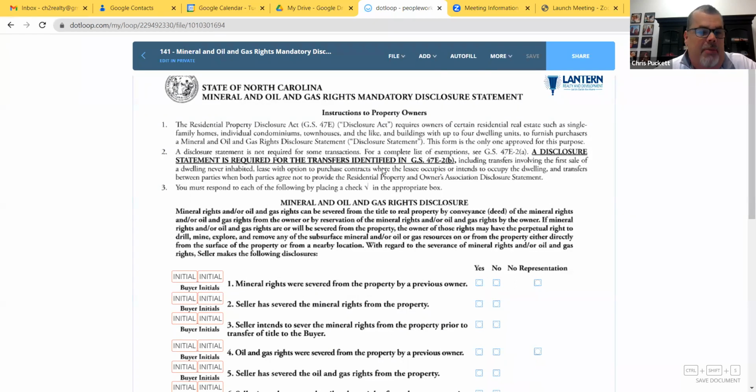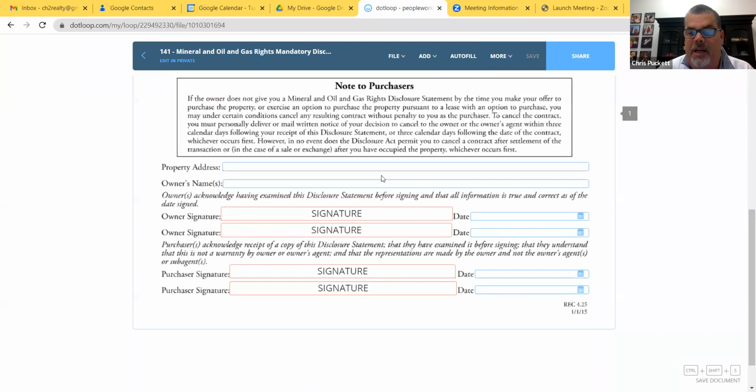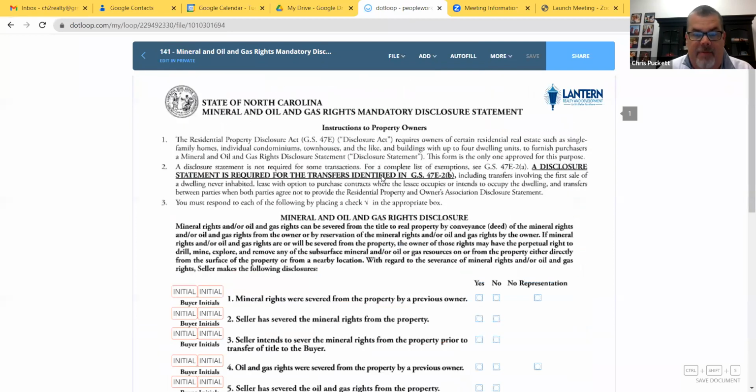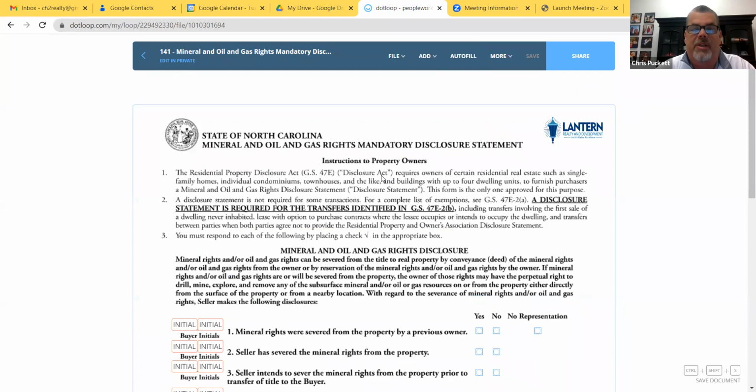I'm going to start at the top. Number one says Residential Property Disclosure Act requires owners of certain residential real estate, such as single family homes, condos, townhomes, and the like, and buildings with up to 4 dwelling units to furnish purchasers the mineral and gas disclosure. This is the only one approved for this purpose. So if you ever see another one, don't use it. This is the only form. This form number is down at the bottom.